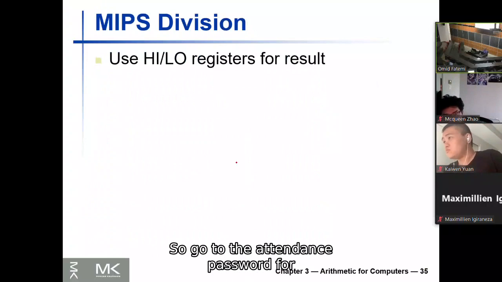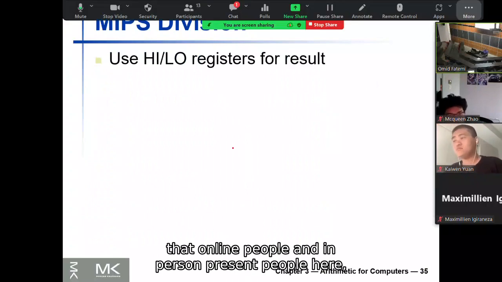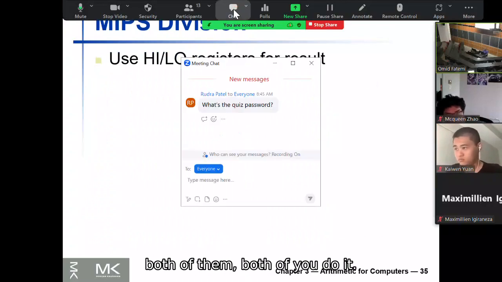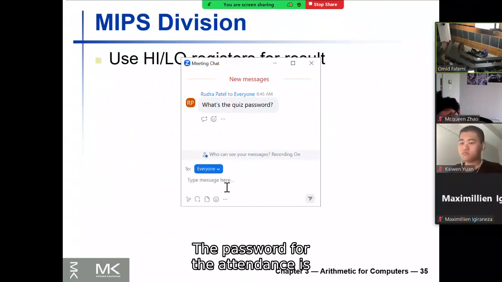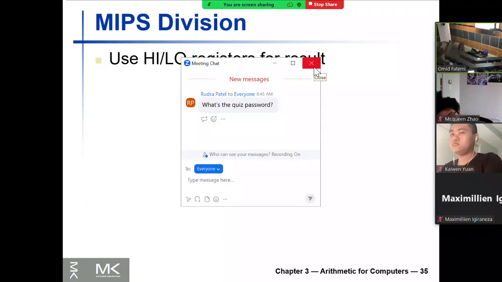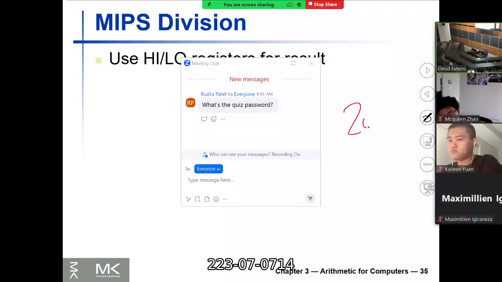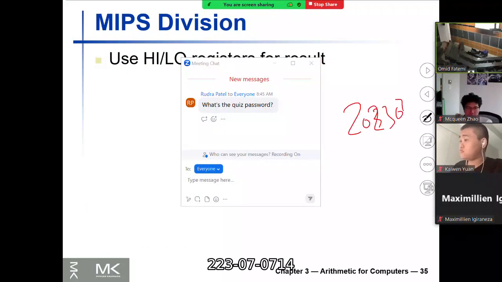So let's do the attendance. Go to the attendance; online people and in-person people present here, both of you do it. The password for the attendance is 2023-07-14.